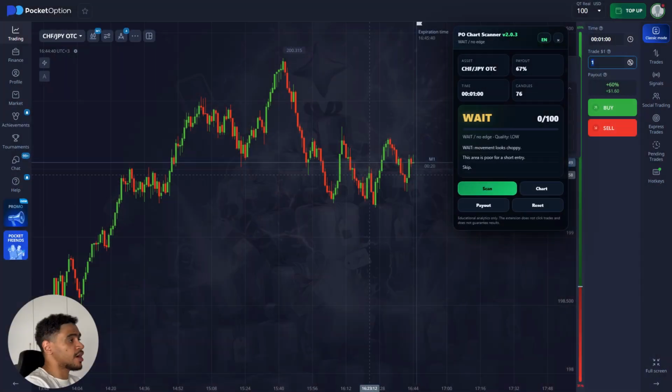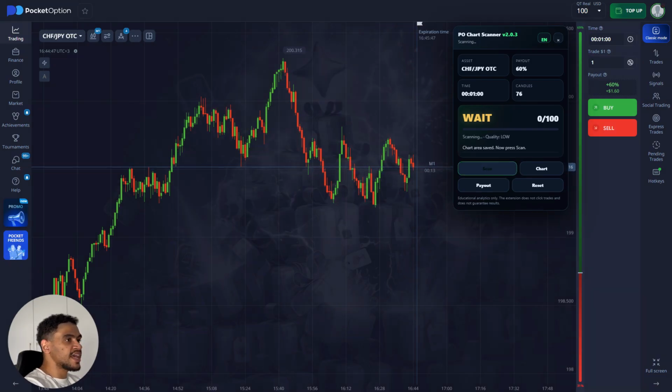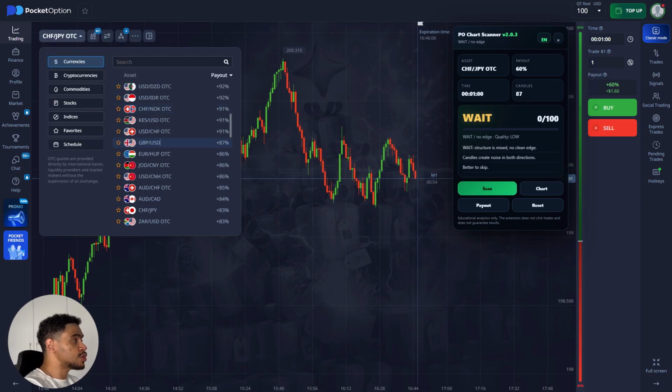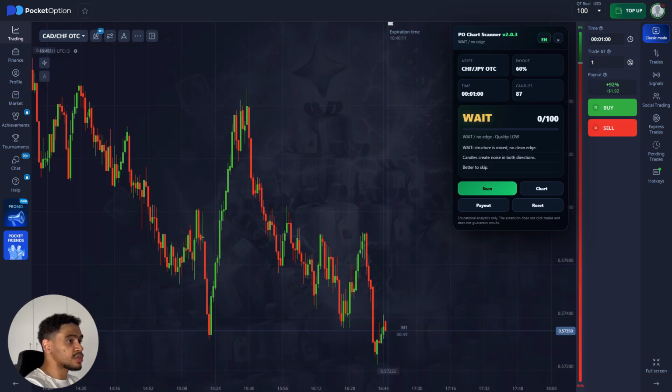All right, so here we are. We have chart scanner and I have $100 available. So my goal is to find an entry that I will be doing to almost double my trading balance immediately. And as you can see, I have just selected the area. I pressed the tool to analyze the chart and it said to wait. So this chart is already excluded from the pool because the tool told us to wait because the movement looks choppy and candles create noise in both directions.